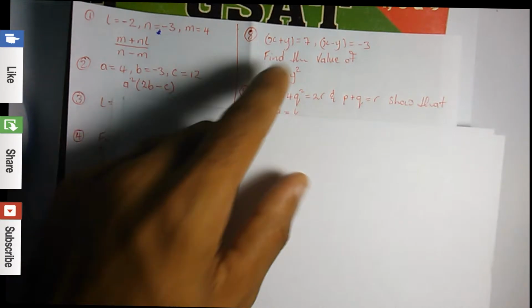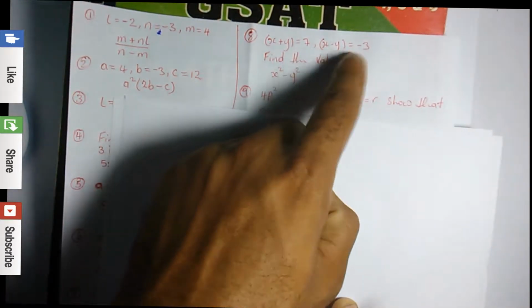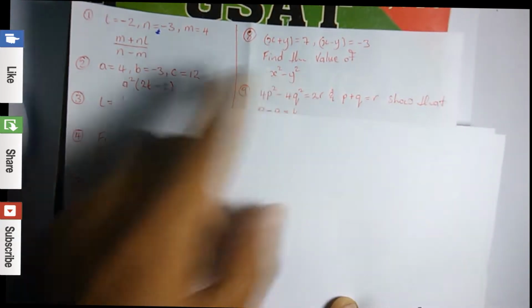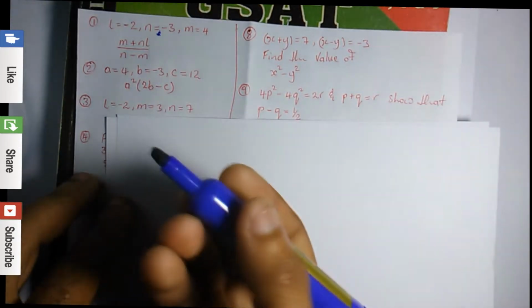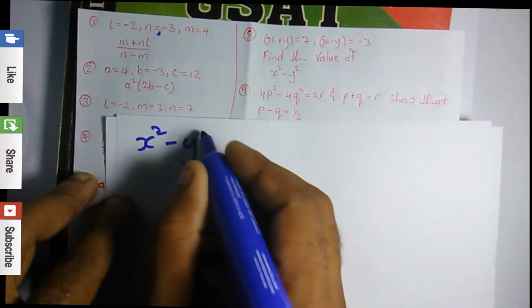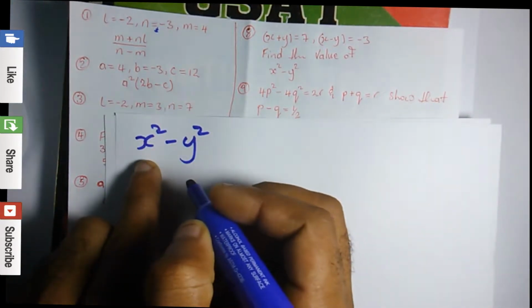So with this question, they said x plus y is equal to 7 and x minus y equals minus 3. Find the value of x squared minus y squared. Now, x squared minus y squared, this is a difference of two squared numbers.